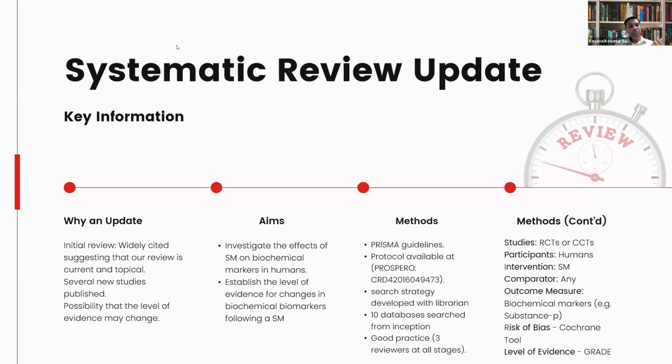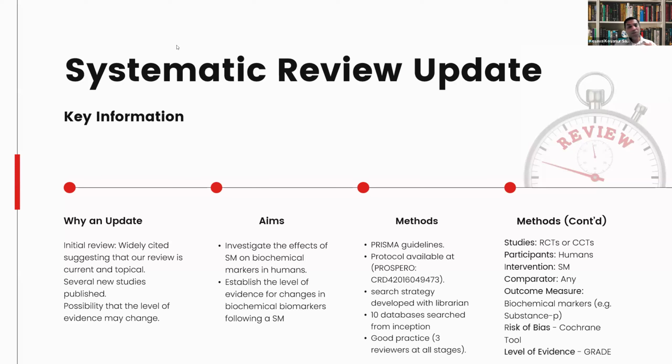In terms of participants, we were interested only in studies done on human beings, and that's straightforward. Intervention of interest was spinal manipulation or HVLA. Comparison or comparator could be any other technique. It could be exercise or it could be mobilization, any other technique compared with spinal manipulation.